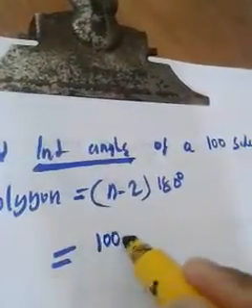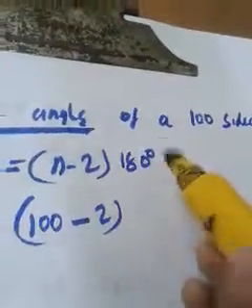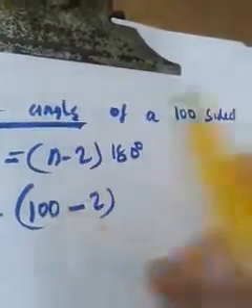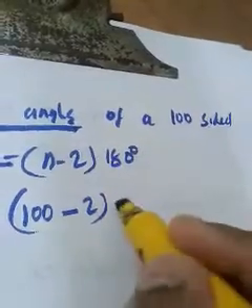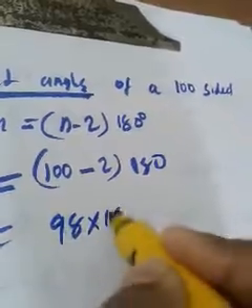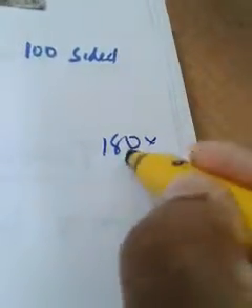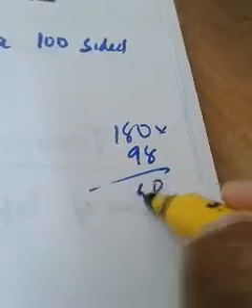So it will be 100 minus 2, all the remaining terms as it is. The formula is n minus 2 into 180. In that formula, only n will change according to the number of sides. So 100 minus 2 into 180 degrees. What is 100 minus 2? 98. So 98 into 180. What is 98 into 180?